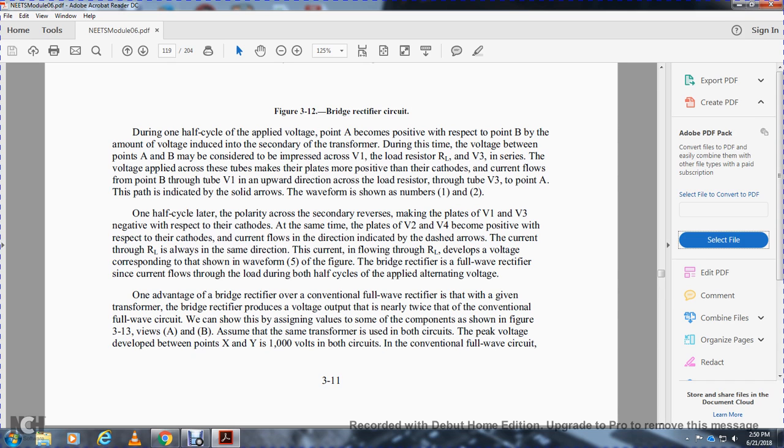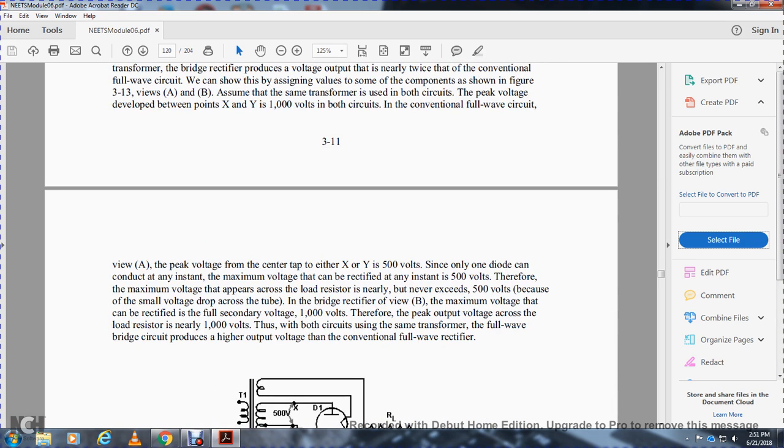One advantage of the bridge rectifier over the conventional full-wave rectifier is that, with a given transformer, the bridge rectifier output voltage is nearly twice that of the conventional full-wave circuit. We can show assigned values for some of the components as shown in figure 3-13, views A and B. Assuming the same transformer for both circuits, the peak voltage developed across X and Y is 1,000 volts in both circuits. The conventional full-wave circuit has a peak voltage from the center tap to X and Y of 500 volts. Since only one diode conducts at an instant, the maximum voltage rectified is 500 volts. Therefore, the maximum voltage across the load resistor never exceeds 500 volts.